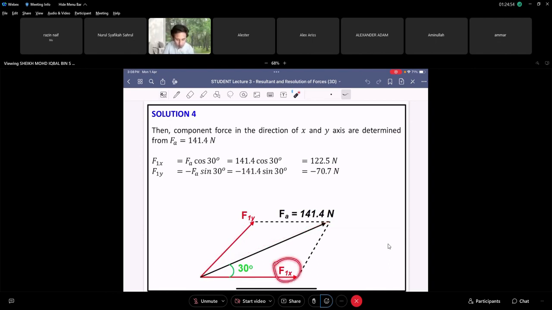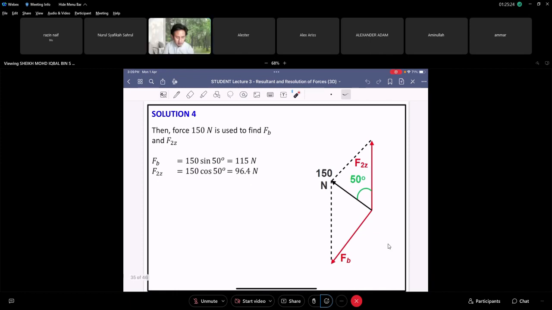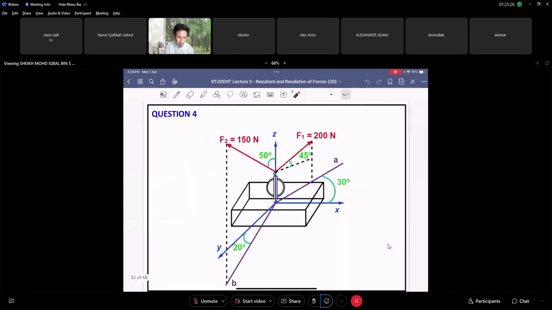So now we resolve it straightforwardly. 141.4 cos 30 degree, we'll have F1x 122.5 Newton and F1y negative 70.7 Newton. All right. So that's that. We've solved it. All right. Now we know the forces that are on the X and Y plane. Okay, it's done. So now we go to the second force, which is this one here. It's the same thing.